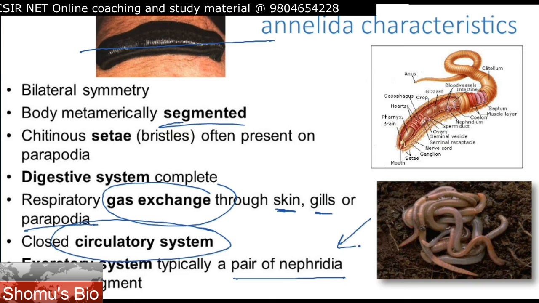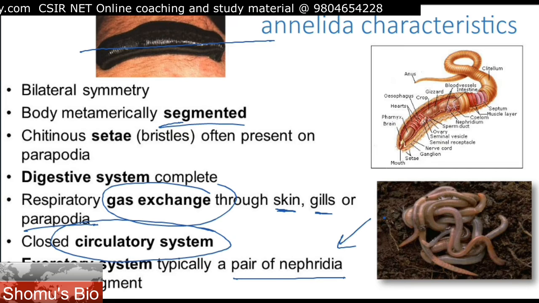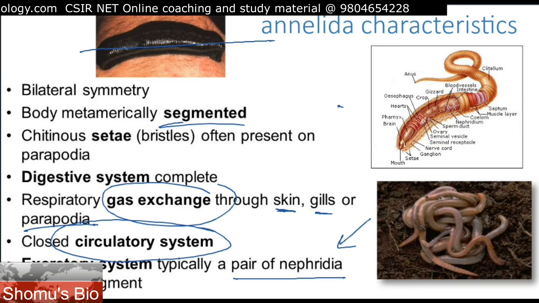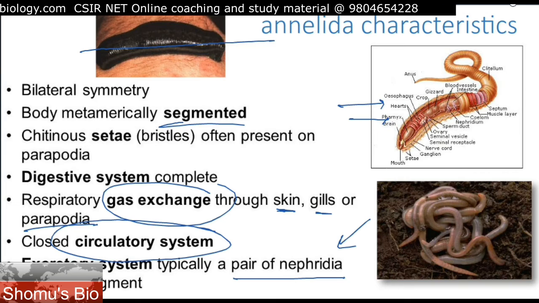Now remember, we are going towards advanced structures. In the earlier case we saw the excretory system was protonephridia, but in case of annelids it is nephridia. Example of annelids, what? Hirudinaria. And also you can see here the very common example, what?